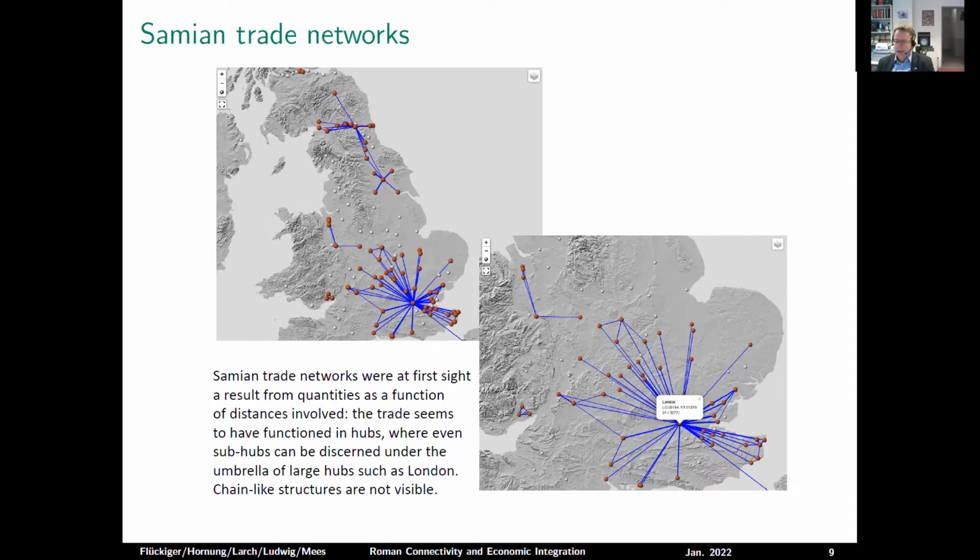In this case, what impresses me is that it gives a suggestion that the Samian, in this case of London, and the Scottish military, but also the civil sites like York, were apparently traded in sort of hub-like structures. And starting from the huge hub in London, there are sort of sub-hubs visible. So what we actually wanted to show is that it's not a chain-like structure. So there were no wagons driving along all the sites and selling off their wares until empty.